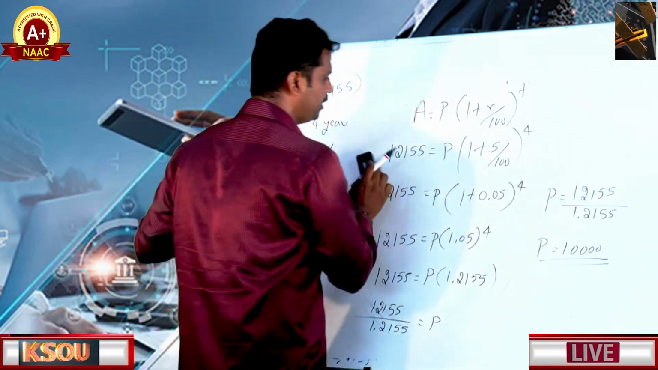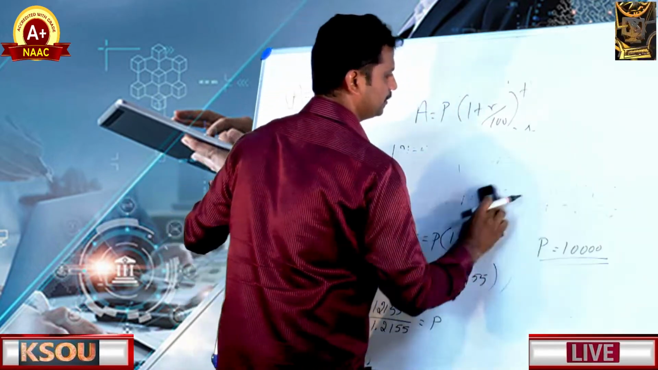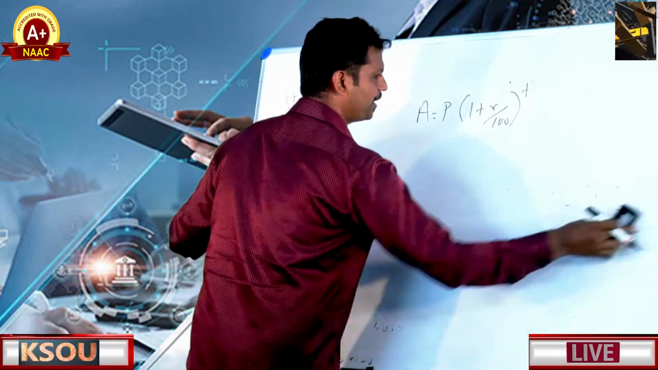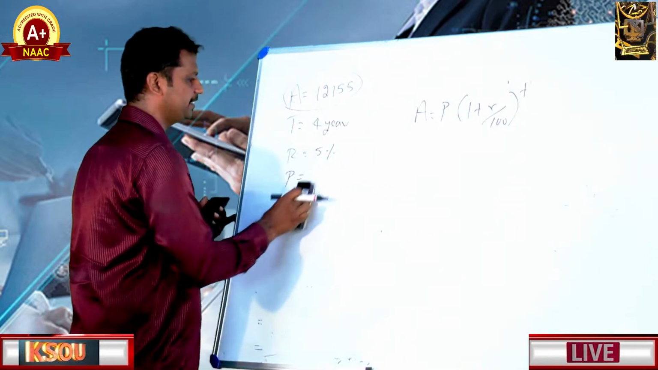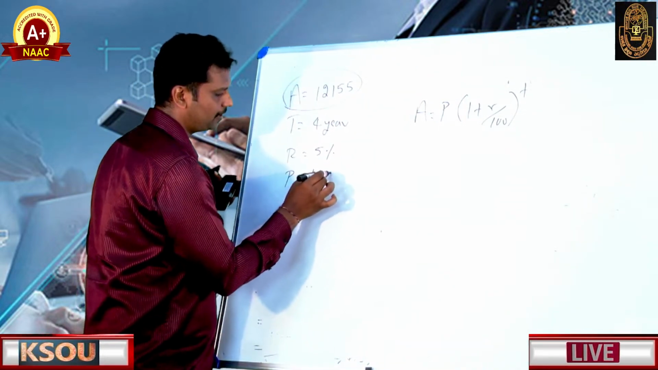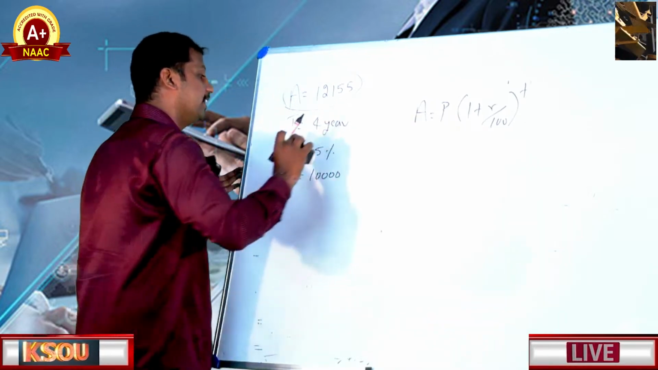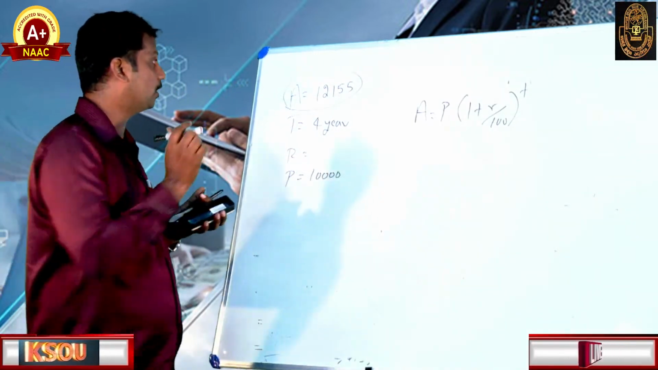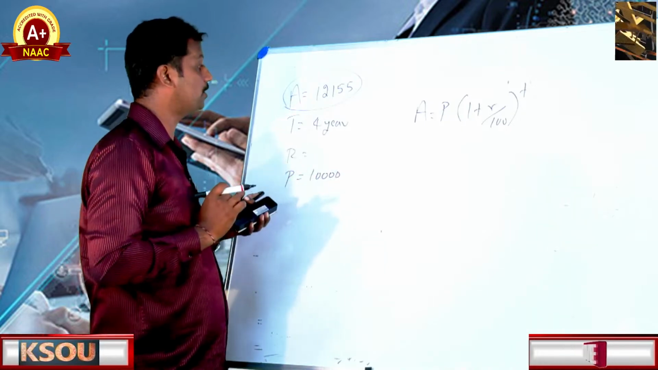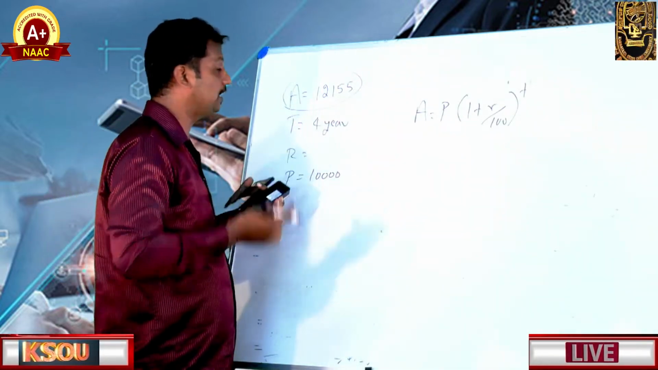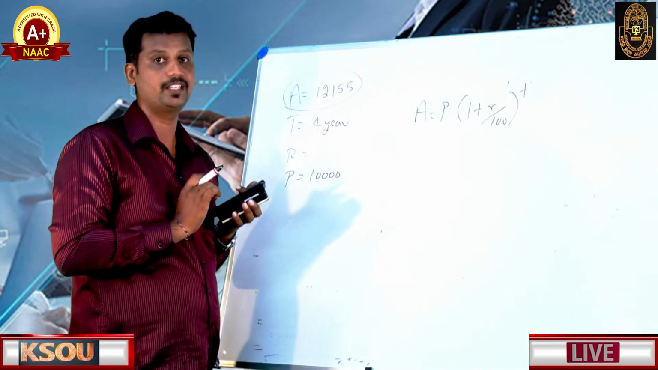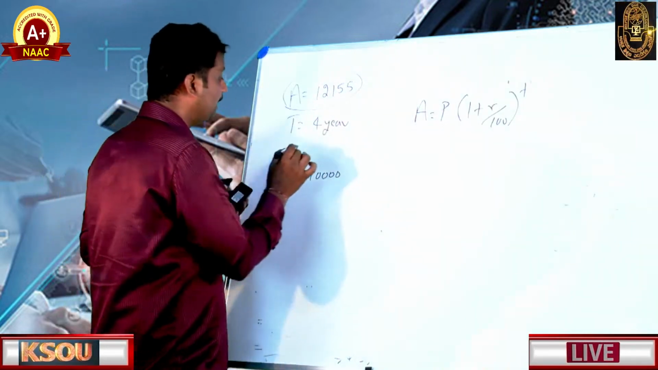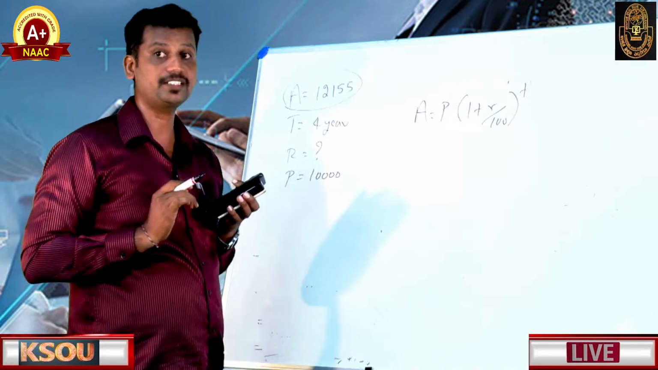So now the question will be changed. The same example. Okay. So we already know the P, is it right? What is the P value? 10,000. Just to check it. Okay. In case they have not given the R value in the question. What is the question? The sum will be 10,000. After 4 years, the value will be 12,155. What is the rate of interest in compound?